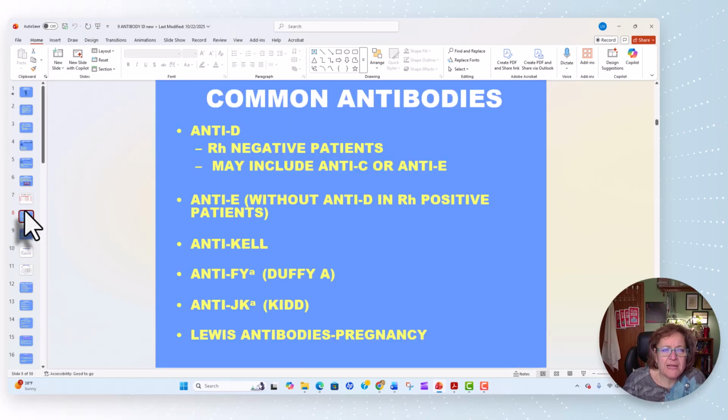So some of the common antibodies that we see: anti-D often in negative patients, which a lot of times can include an anti-big C or anti-big E with it. The number one Rh positive antibody we see is anti-big E because we see a lot of big E in Rh positive patients. And so you're going to see anti-big E a lot. It's 30% of the population has E antigen, meaning 70% doesn't have the antigen, and 30% is enough where if you get enough blood, you're likely to get exposed to it. We see anti-Kel, anti-Duffy A, anti-Kidd A, and a lot of times we'll see Lewis antibodies during pregnancy. Those are those nuisance antibodies that come and go during pregnancy.